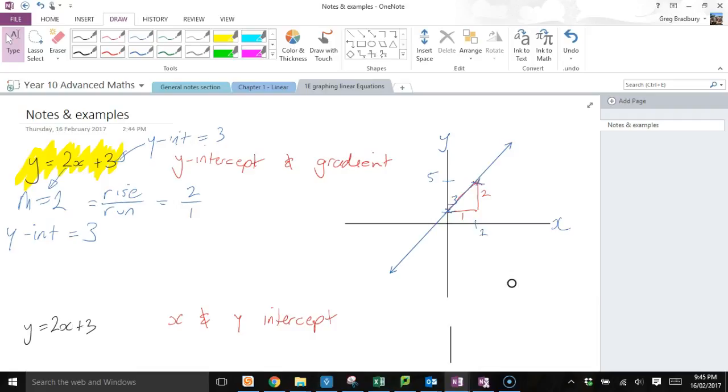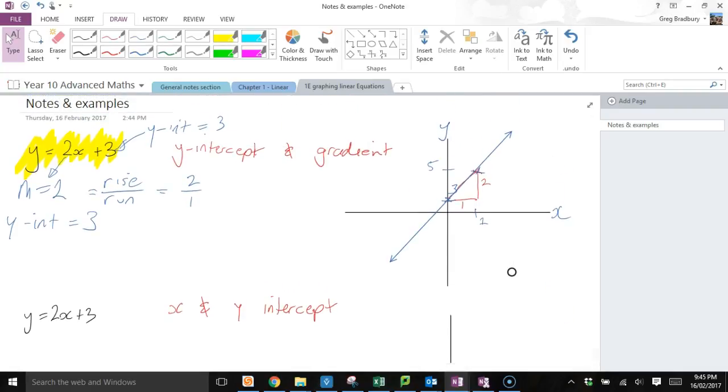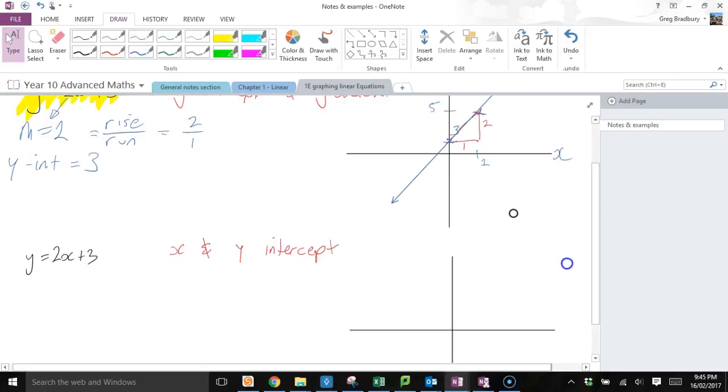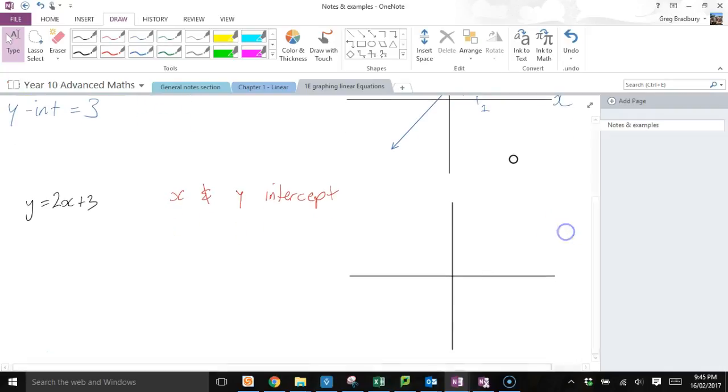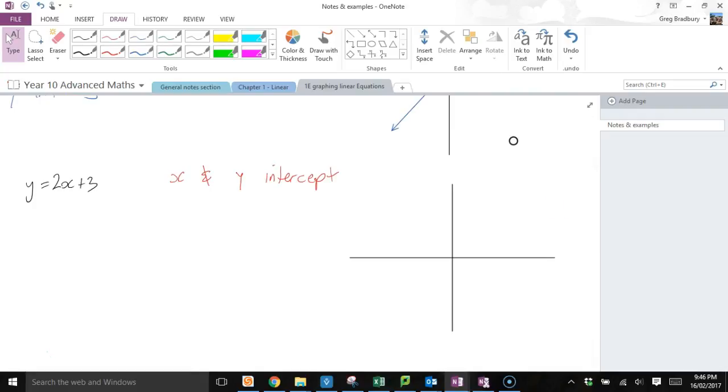The second concept I wanted to do was the x and y-intercepts. It's a slightly different method, but you should get the same line. These relationships are the same thing, so they will go through all the same points, even though you can mark different points. Using the x and y-intercept method, to find the x-intercept, we make y equals 0. So in the equation we substitute 0 anywhere we see y.